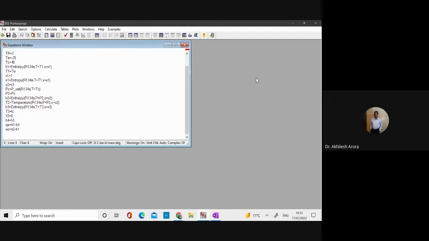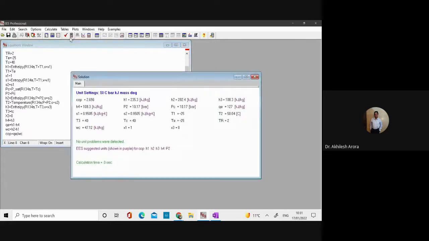So I can always calculate the value of COP now. COP is equal to, tell me, sir, QE upon WC. QE upon WC. So let us calculate it. Where is it? COP is here, 2.696. Okay. So we have calculated this value also.